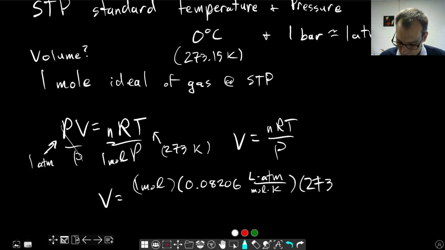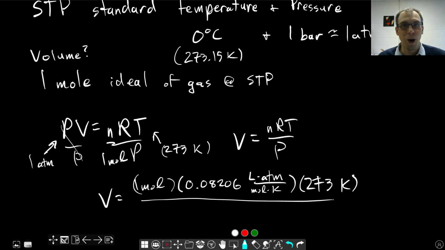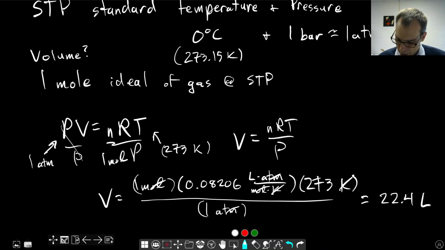Temperature, 273 Kelvin. Again, always when dealing with gases, you always have to use Kelvin, not degrees Celsius. And then divide by our pressure, which is 1 atmosphere. If we plug all this in, again, our units should all cancel except for liters. We get 22.4 liters. And this is what we call the molar volume, or the volume of 1 mole of gas for an ideal gas at standard temperature and pressure.